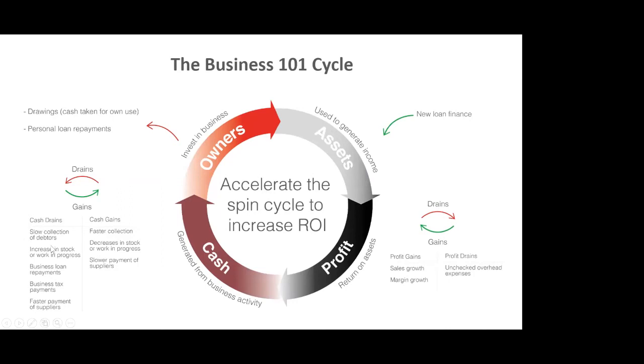So starting at the top, as owners, we introduce some cash into the business to buy the assets, or we may borrow to buy those assets so that we can then take those assets and use them to generate our profit. How you increase your profit is to increase your sales or your revenue, and that may be challenging in these difficult times, but still potentially possible. We can increase our margins or our efficiency, or we can trim some of our overhead expenses.